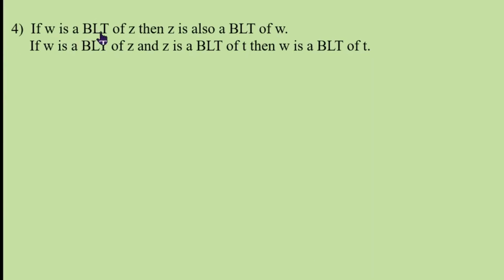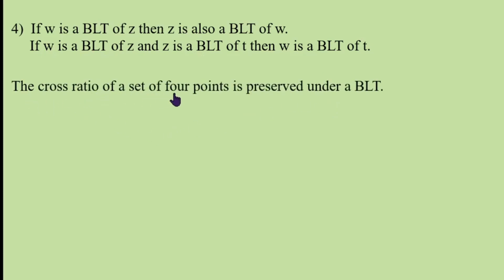Now, if W is a bilinear transformation of Z, then Z is also a bilinear transformation of W. And if W is BLT of Z and Z is BLT of T, then W is also BLT of T. So these are properties of BLT.